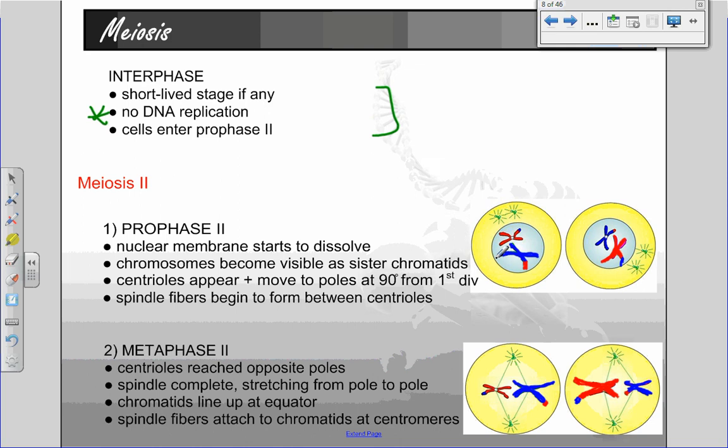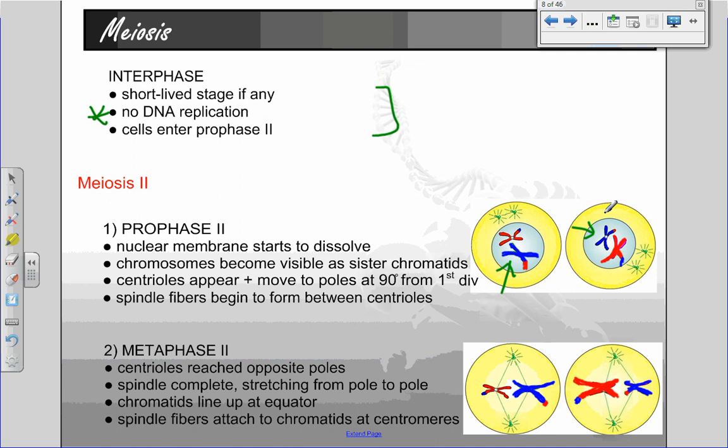Spindle fibers begin to form. Okay, but really it looks a lot like mitosis, except they are still sister chromatids, so they still look like X's.